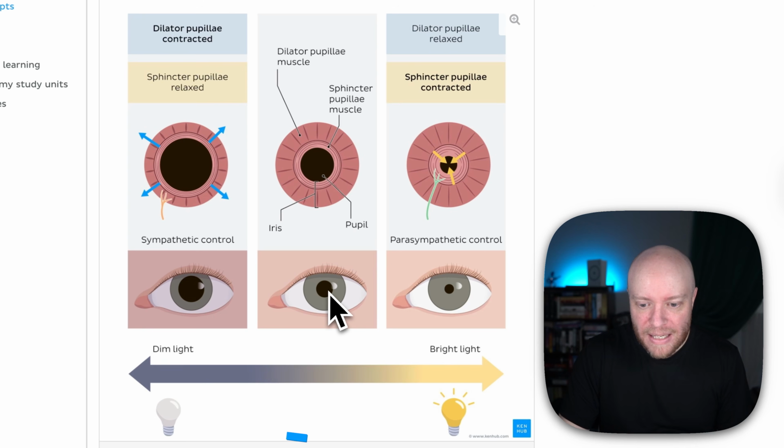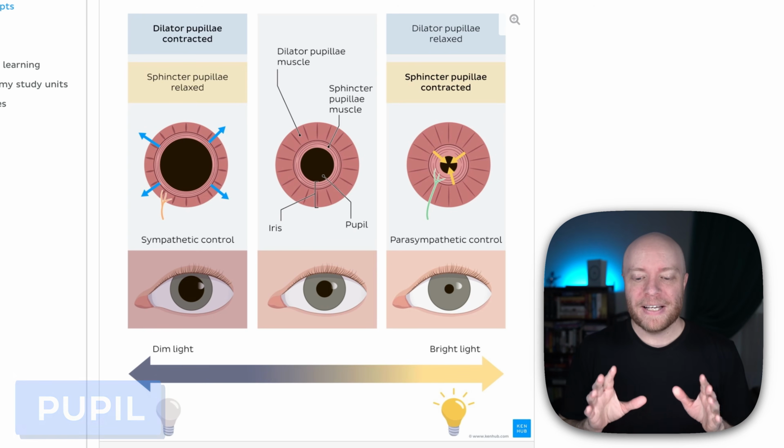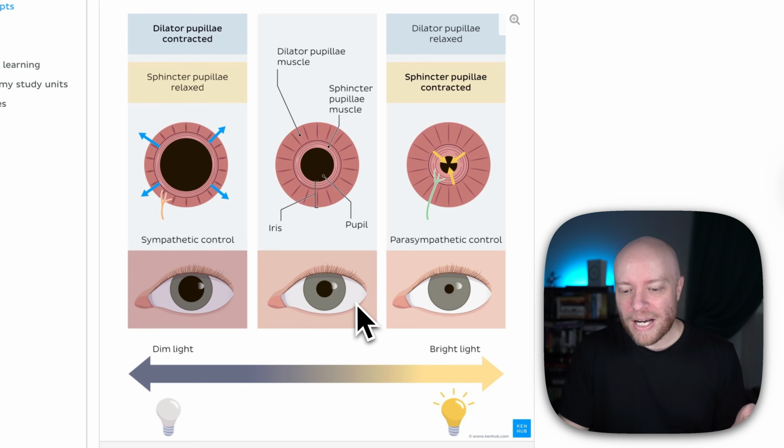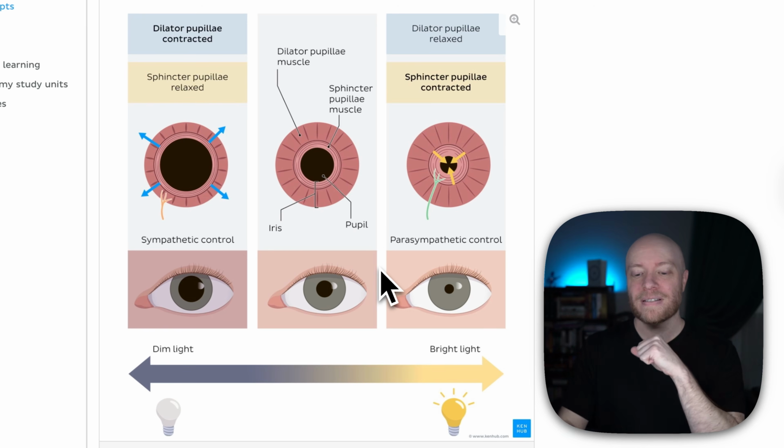You can see this is the pupil. Now, real quick, flash anatomy here. The pupil is a hole, which surprises a lot of people. The reason it's dark is because you're looking into the eye. You're seeing the darkness inside of the eye.